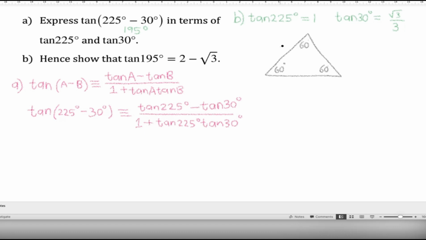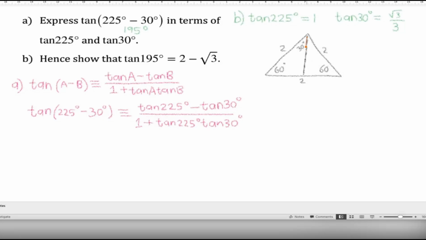And let's say the sides are all equal, it's 2 units. Now, what we are going to do is split this triangle in half. Okay, we are splitting this triangle in half. So that means this angle here is equal to 30 degrees. And now we want to work out the length of this side over here.